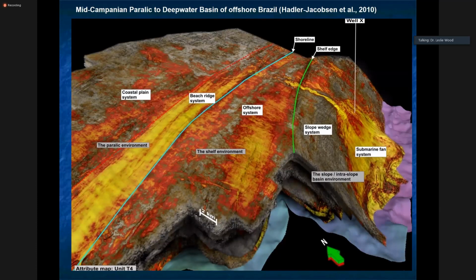With the advent of 3D seismic, this has only broadened, right? So now we got to where we could look not only at modern landscapes, but we could look at ancient landscapes. This happens to be, I really think, probably one of the best seismic geomorphology papers I've ever seen. It's by Frode Hadler Jacobsen, a good friend of mine that works for Statoil, now Equinor, and his colleagues. They published this as part of the GCS SEPM session that we did on seismic geomorphology back in the mid-2000s. And it's a mid-Campanian paralic to deep water basin in offshore Brazil.